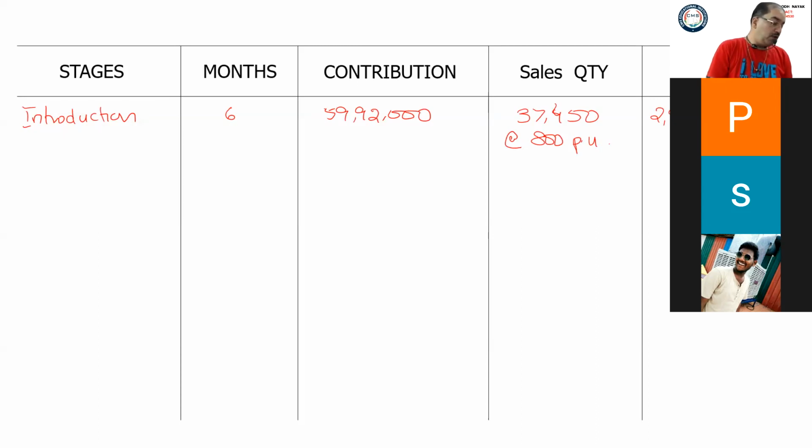So we will do the second stage. The second stage is the growth stage, up till the 19th month. 19 minus 6 will be 13. Correct, no? Total contribution for that particular period was 7 crores 96,000.